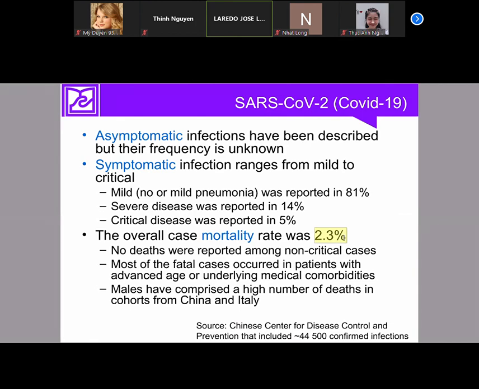Most of them are old people with critical disease. No deaths in people with mild or severe disease, no deaths. And most deaths have been found in people very old or in people with underlying medical conditions. However, we also have cases of young people previously healthy that have died, but very, very few. And the disease seems to be more severe in males. We don't know exactly why.